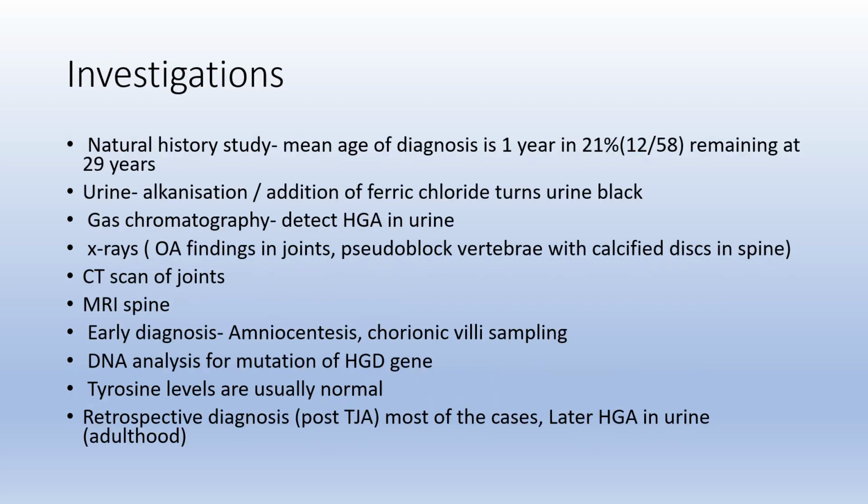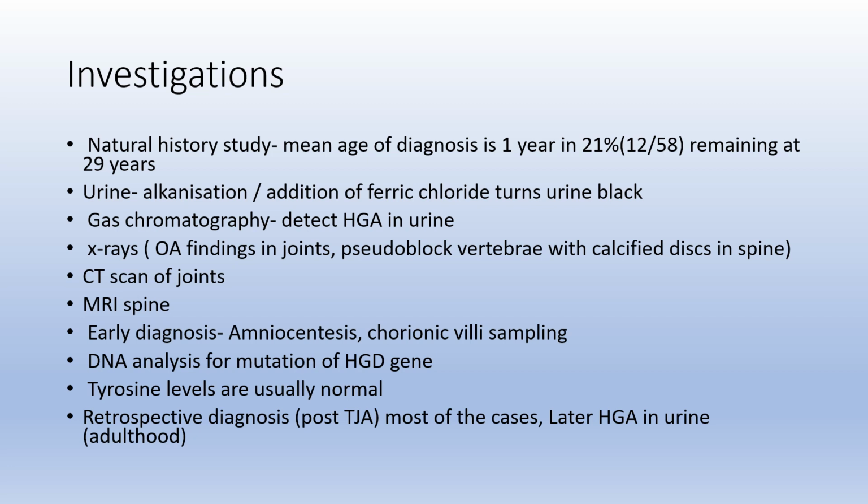Coming to the investigations which are of particular use in diagnosing ochronosis, more often than not it is a retrospective diagnosis, with the patient presenting with arthritic symptoms, and it is only during the intraoperative period that the bluish black pigmentation of the joints alerts the orthopedic surgeon to ochronosis. Later, in the postoperative period, when the urine is sampled for HGA, only then can ochronosis be given as the primary diagnosis for the arthritic symptoms of the patient.